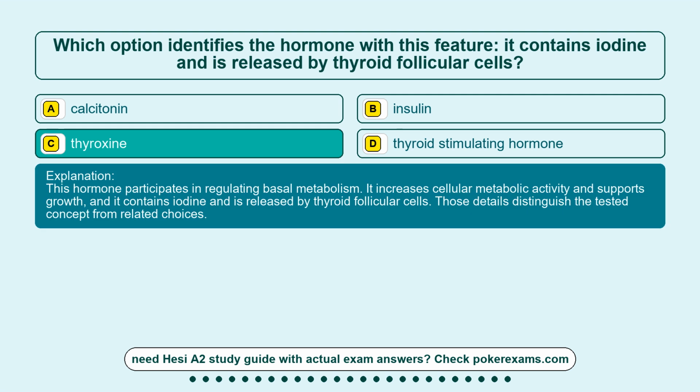This hormone participates in regulating basal metabolism. It increases cellular metabolic activity and supports growth, and it contains iodine and is released by thyroid follicular cells. Those details distinguish the tested concept from related choices.